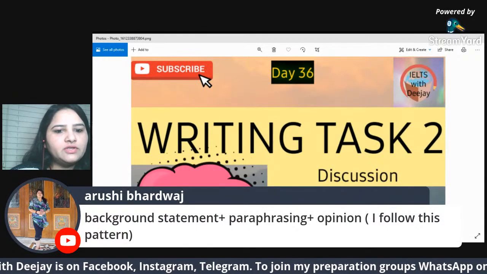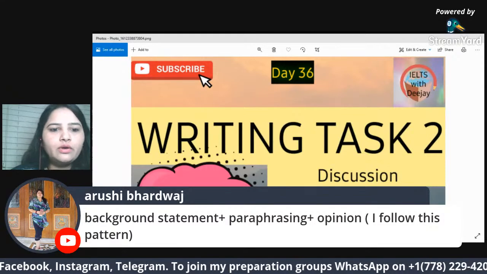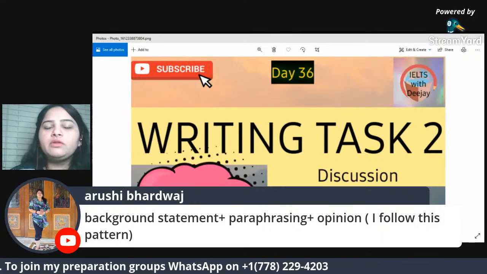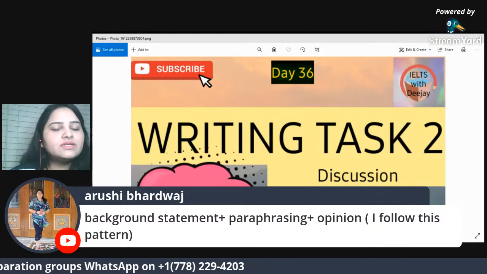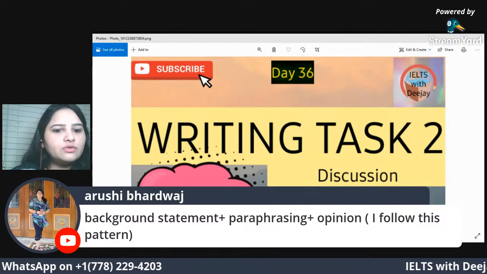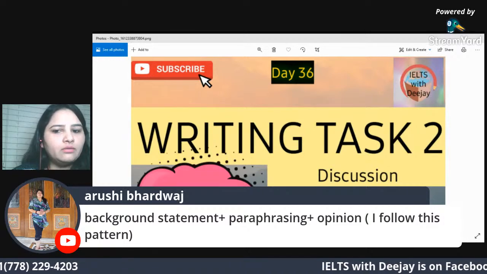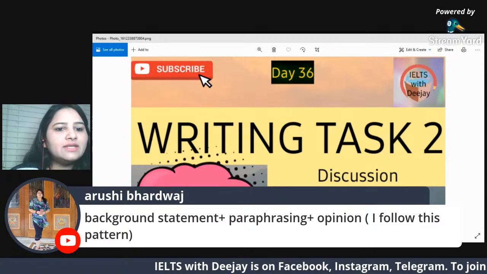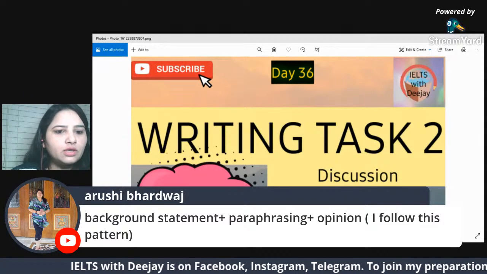Background statement, paraphrasing, opinion. Yes, this is fine. If you want, you can write a background statement. There is no such issue. So this is an effective way to write: background statement, paraphrasing, and your opinion. Because the main thing is paraphrasing and opinion. That is the thing the examiner wants to see.